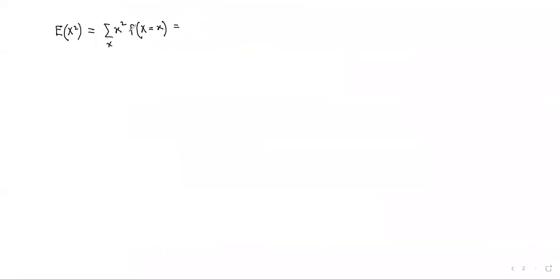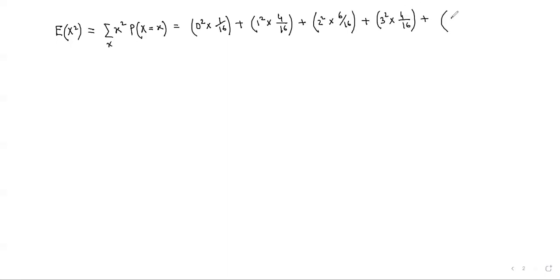If I want to calculate the expectation of X square for our chart, it will be 0 square multiplied by 1 by 16, plus 1 square multiplied by 4 by 16, plus 2 square multiplied by 6 by 16, plus 3 square multiplied by 4 by 16, plus 4 square multiplied by 1 by 16.